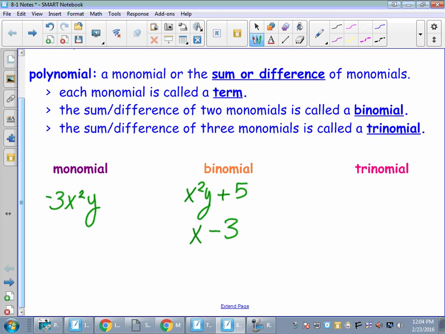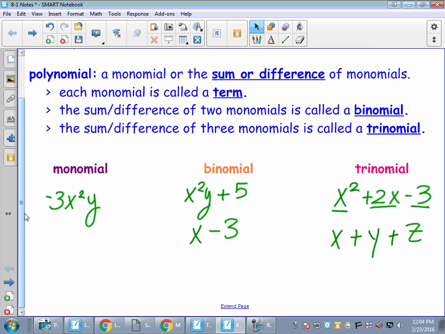Trinomial, maybe you have x squared plus 2x minus 3. So I'm adding and subtracting, adding a 2x, subtracting a 3. Three separate monomials, 1, 2, and 3. So trinomial. Another trinomial is just simply x plus y plus z. It's the addition of three monomials. So that's what a polynomial is. Anything over 3, we just call it a polynomial.